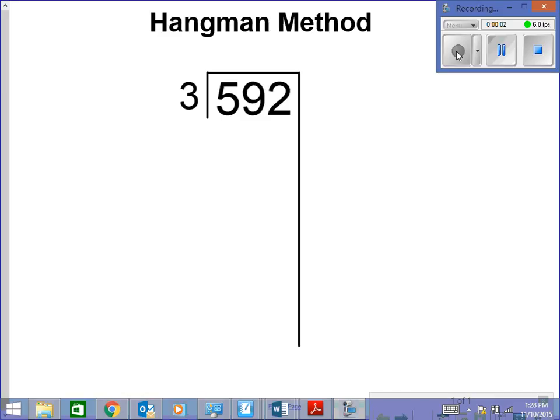Thanks for joining me. This is the third division strategy that your child is going to be learning. This one's called the Hangman Method. Now, this is one that I learned in college when I took a course on teaching elementary students math.